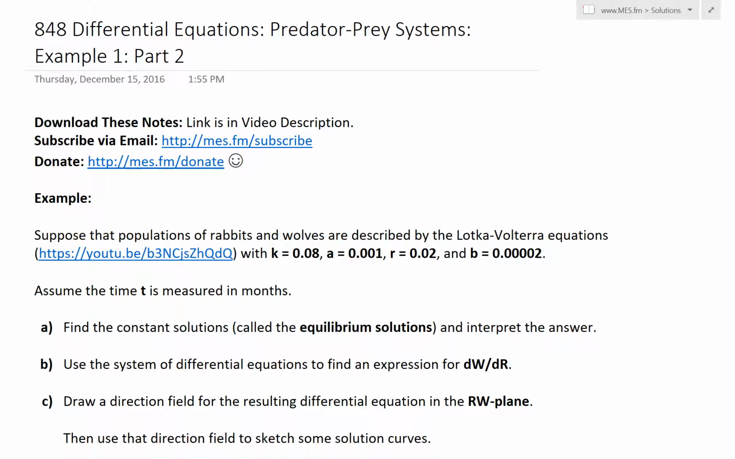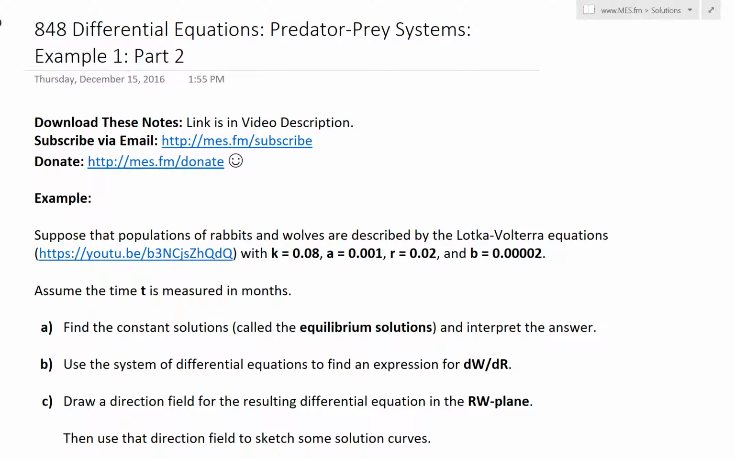Today we're going to discuss further into differential equations and look at example 1, part 2 of that example 1 video on predator-prey systems, which I went over in my last video, so make sure to check that out. In that previous video, I went over A, B, and C of this example, but now in this video, I'm going to go over parts D and E. So make sure to watch that earlier video. I put the link in the description below.